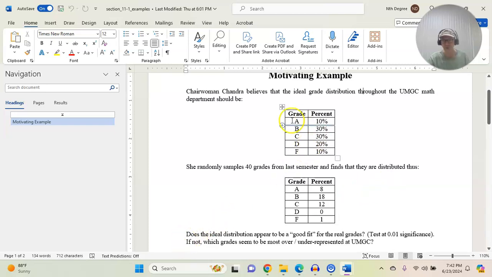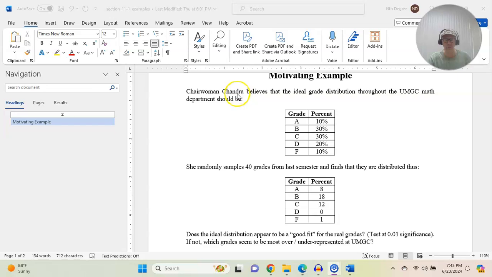Does the ideal distribution appear to be a good fit for the real grades? And we're going to test this at the 0.01 significance level. If not, which grades seem to be most over or underrepresented at UMGC? Now, Chairwoman Chandra is very sophisticated. She understands sampling error. So she knows that even if these percentages turn out to be a little different from the ideal, that's not cause for alarm, because all samples are a little different, and no samples are really a perfect match for the population.